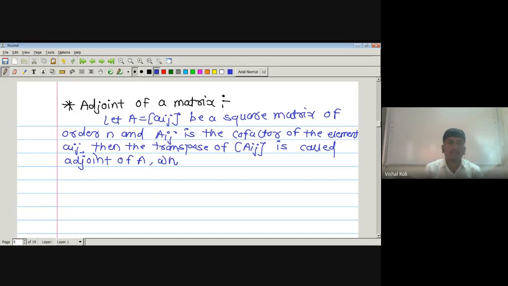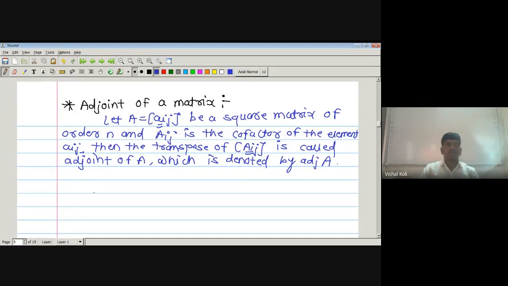which is denoted by adjoint of A. So what is the adjoint of a matrix? Suppose we have one matrix A of order n. First we have to find the cofactor of each element belonging to that matrix A, and from that we construct one matrix, capital Aij, which is formed by all the cofactors of the elements of the given matrix. Then its transpose is nothing but the adjoint of matrix A.